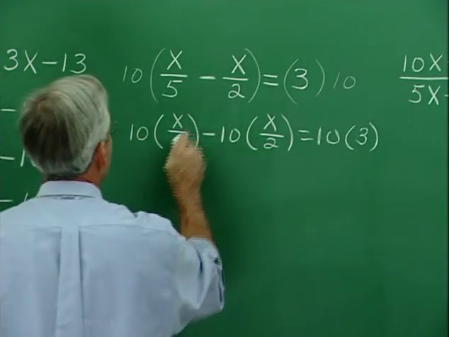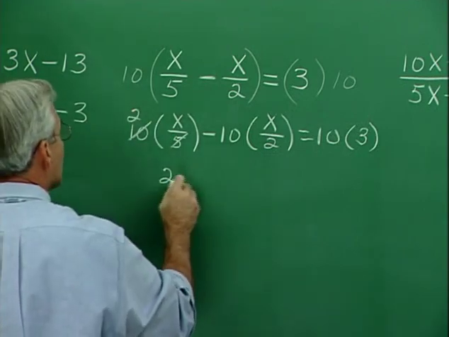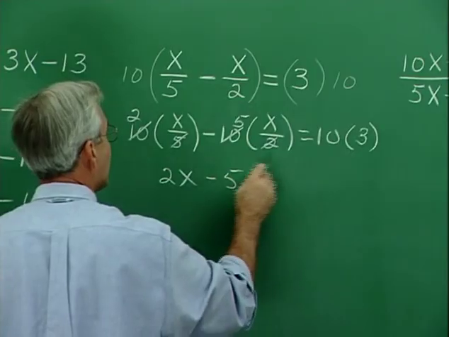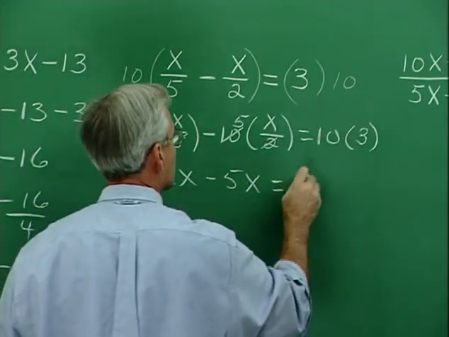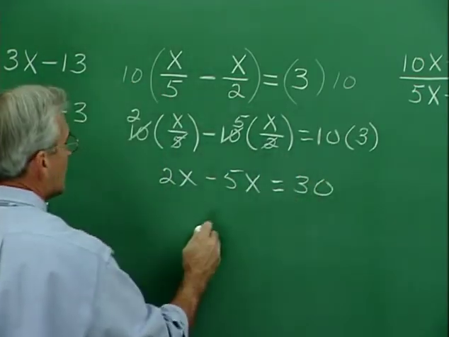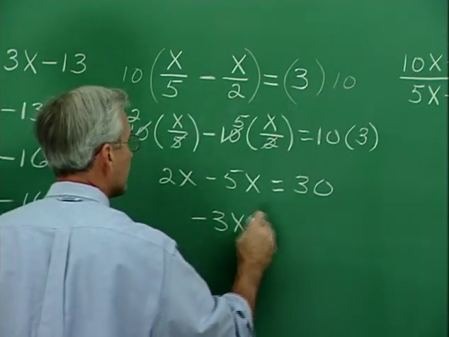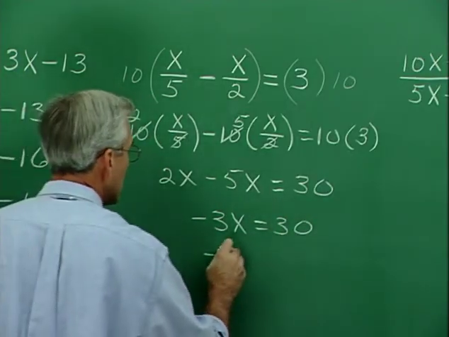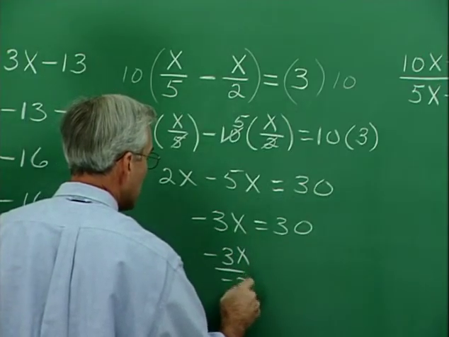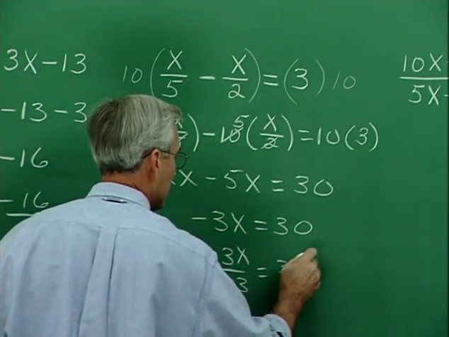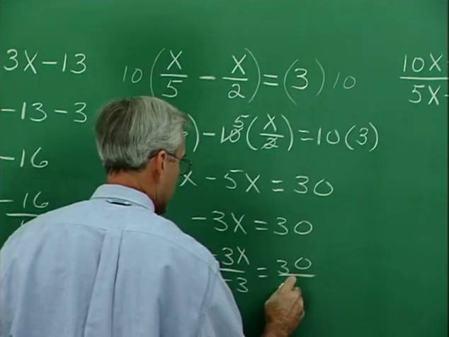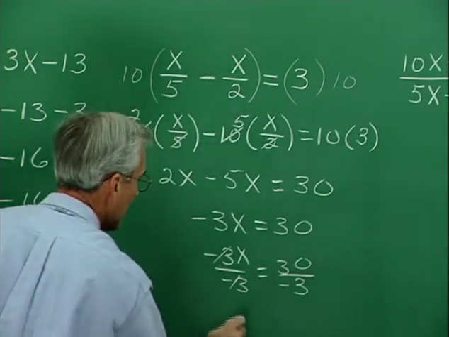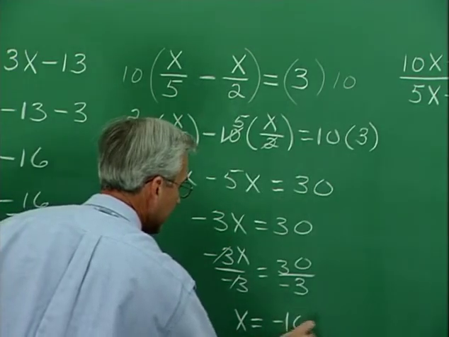Okay, anyway, the 5 and the 10 is 2 here, so we have 2x, and the 2 and the 10, 5, minus 5 times x, minus 5x, and then 10 times 3, 30. And then 2x minus 5x is minus 3x equals 30, and we want to divide on both sides by negative 3. So we'll burn a step that shows the division by negative 3 on both sides. These go out and we have x equals negative 10.